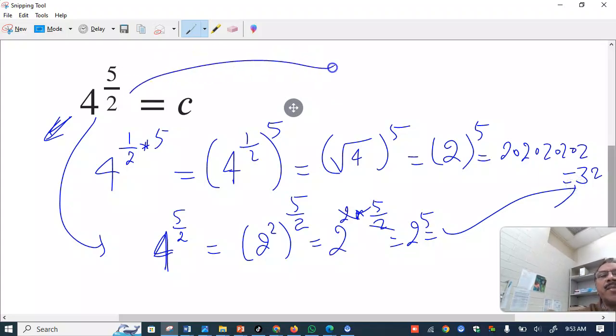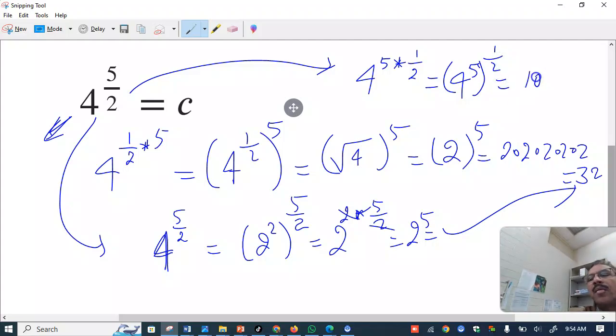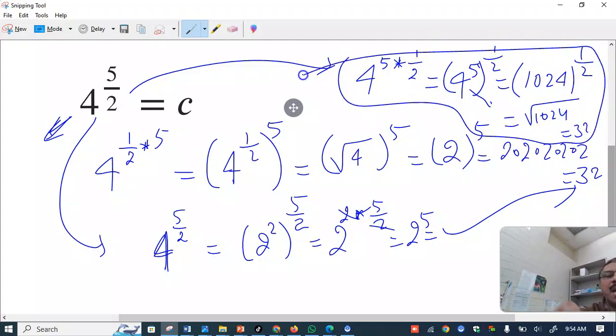Another approach would be to write 4 raised to 5 times half. So that will be a little difficult. Let's see what we get. If you do 4 raised to 5, you get 1024. You can always check with the calculator, and this is raised to half, which is actually the square root of 1024, and you get 32. So this becomes a little hard to do, but I would say these two are easy. Let's go to the next activity.